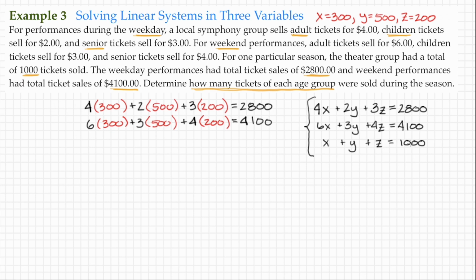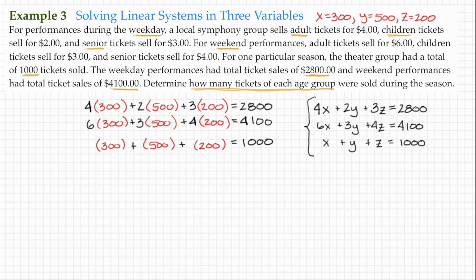So for our last equation here, we have x plus y plus z, so we're going to have 300 plus 500 plus 200. And that should come out to be 1,000. So each equation is satisfied.